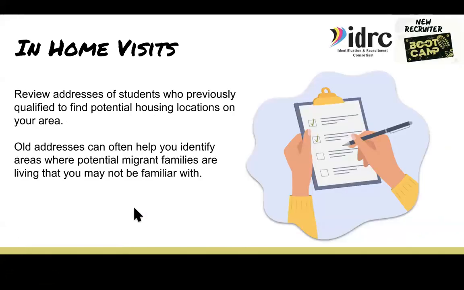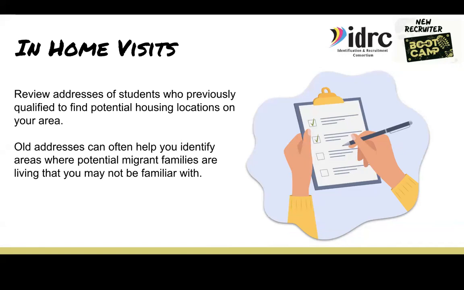So when we're doing our housing recruiting, one of the things that you can do is to review the old addresses in your area. Review addresses of students who previously qualified in order to find potential housing locations. I always encourage recruiters to try to get at least 5 years worth of data. So work with your data person at your state level or work with your supervisor to see how you can get 5 years worth of information about who was living in the area that you're working in.